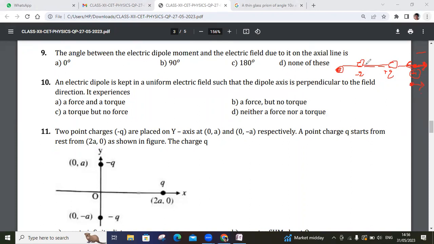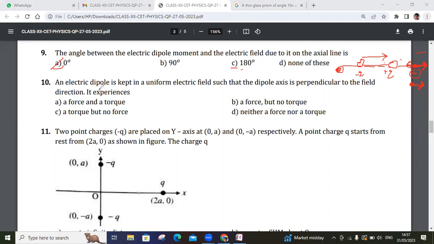So the net electric field will be in this direction. And the dipole moment's direction is from minus Q to plus Q, which is also from left to right. The net electric field is also from left to right, which is 0 degree, not 180 degree. So they are along the same direction, so it is 0 degree.